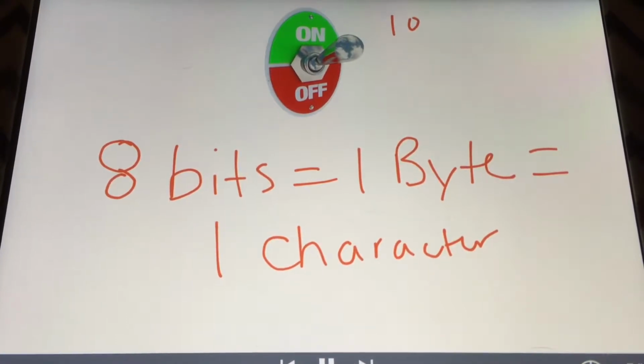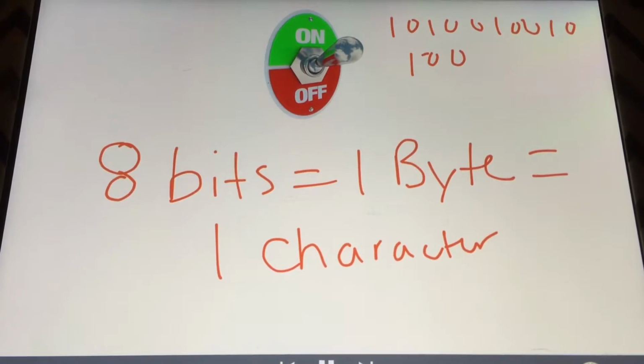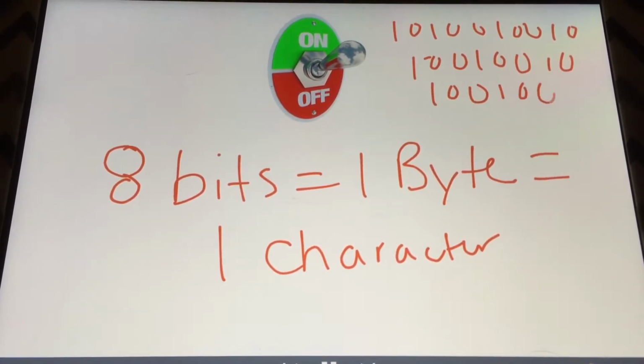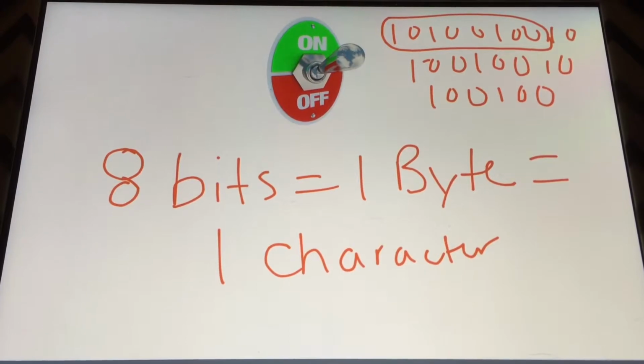In a bunch of code, every 8 bits is a character. So 1, 2, 3, 4, 5, 6, 7, 8. This would be 1 character.